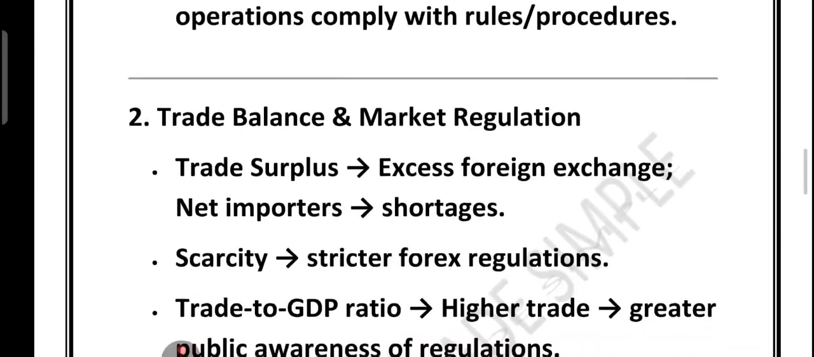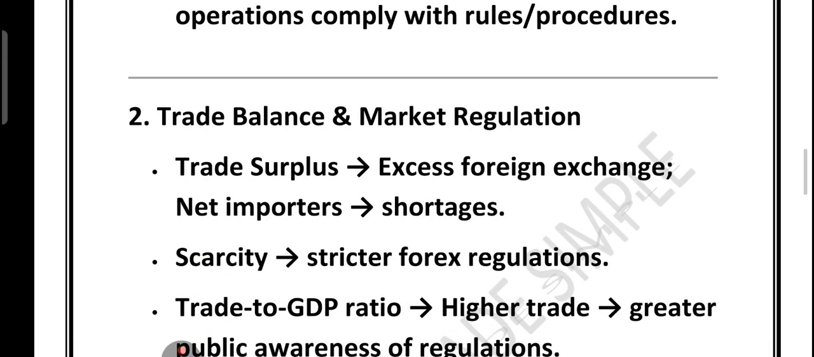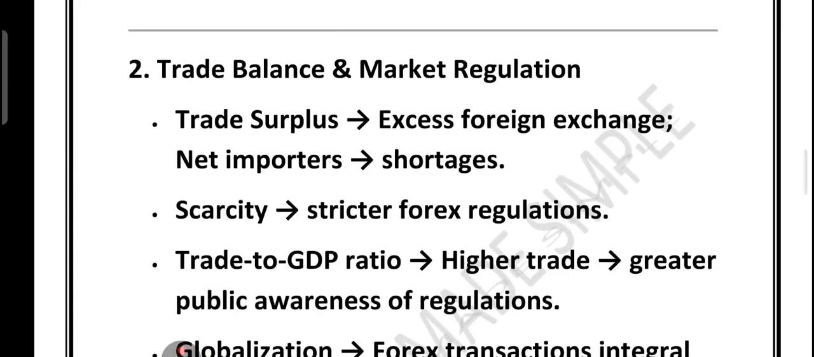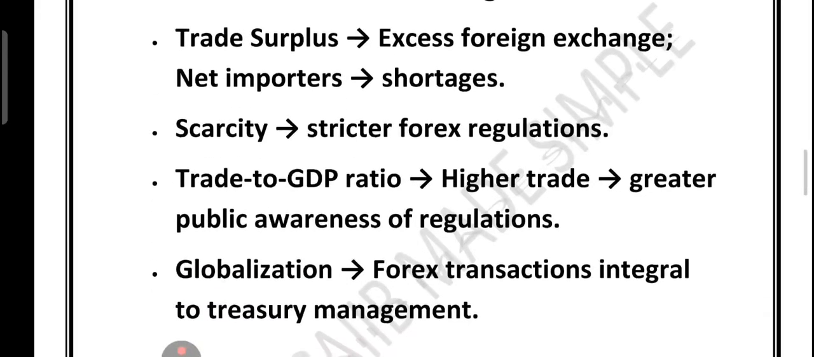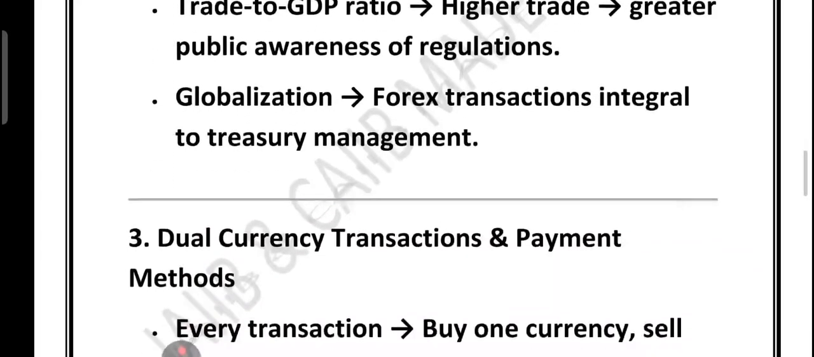What's the meaning of trade surplus? It means excess foreign currency available. Net importers may face currency shortage, right? Scarcity leads to strict foreign exchange regulation, right? Countries with a higher trade to GDP ratio have more public attention on the forex rules. Globalization makes forex transactions a core part of treasury management.